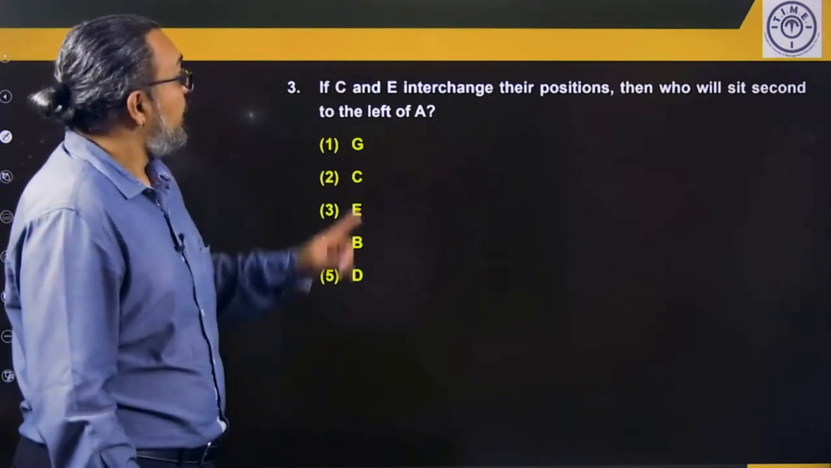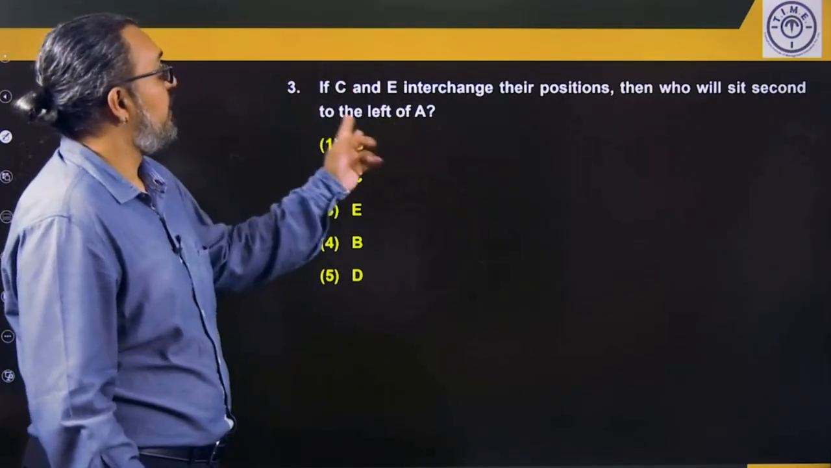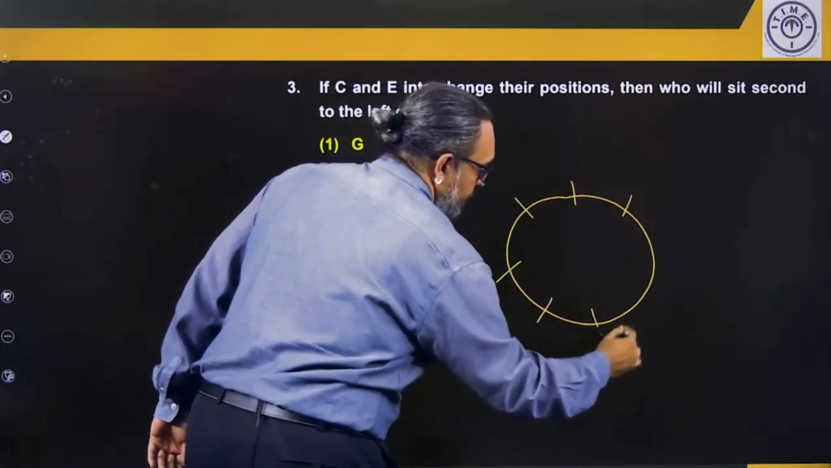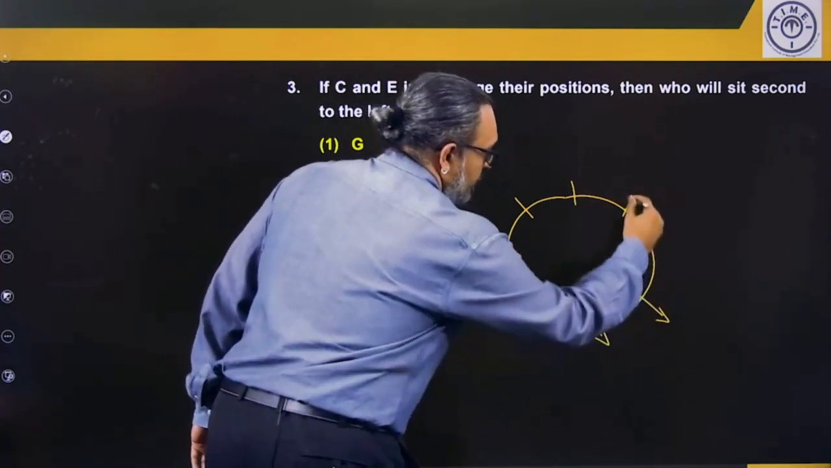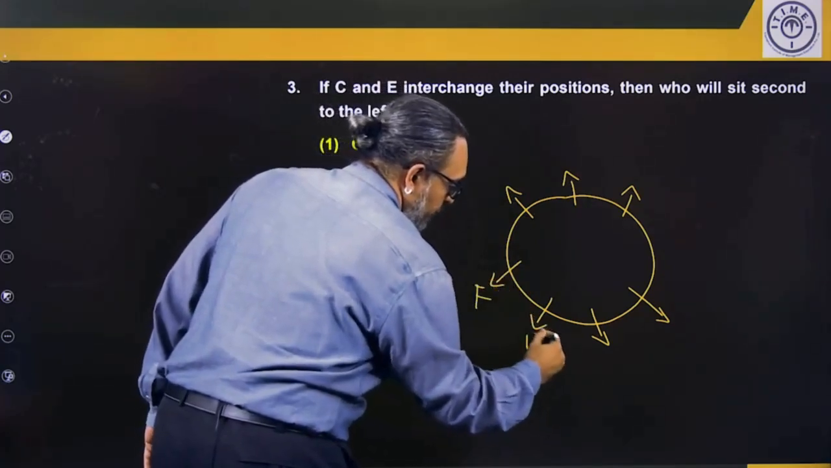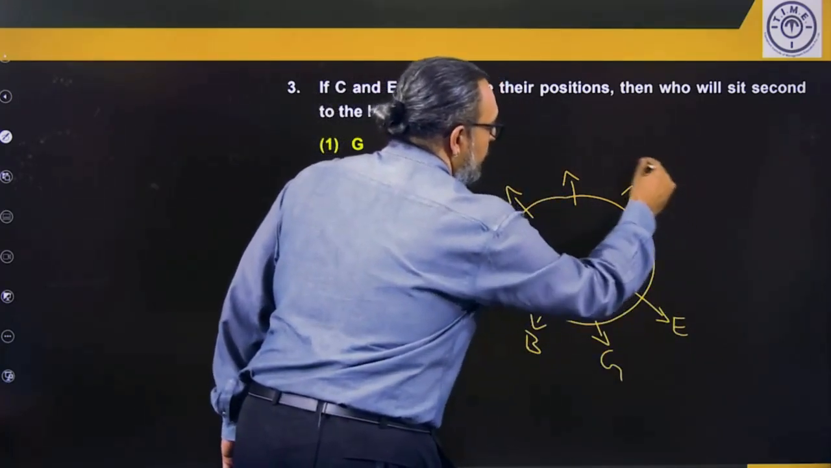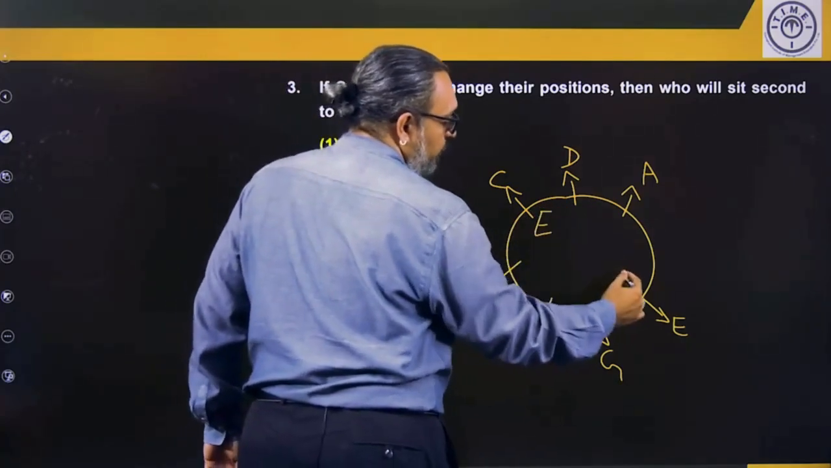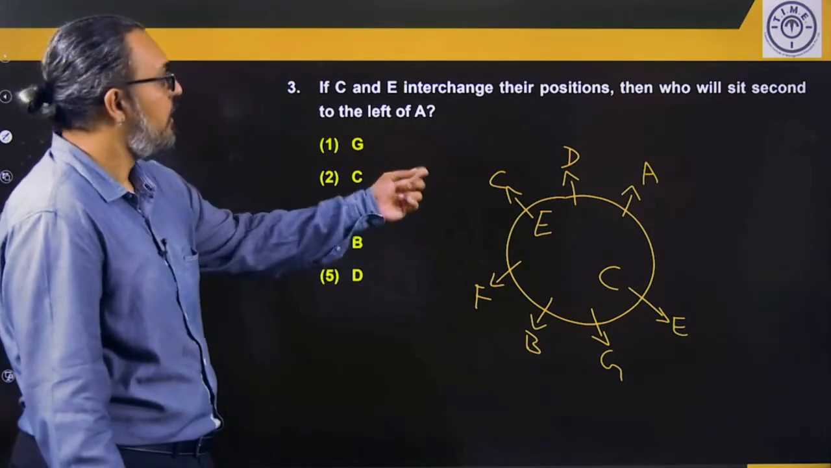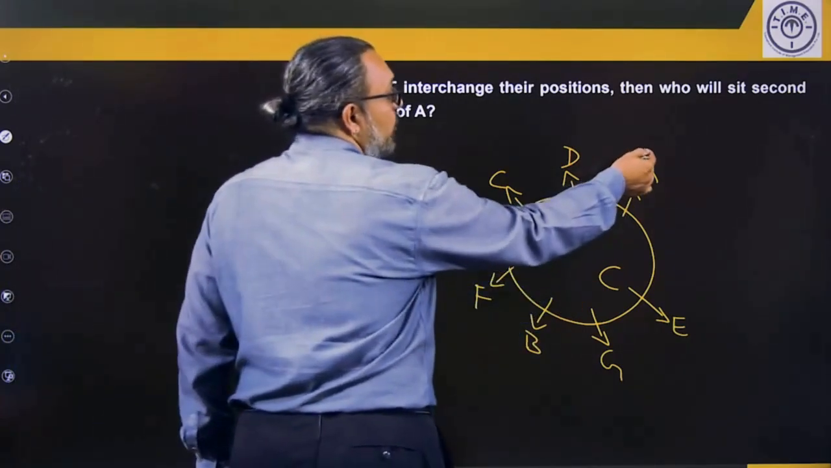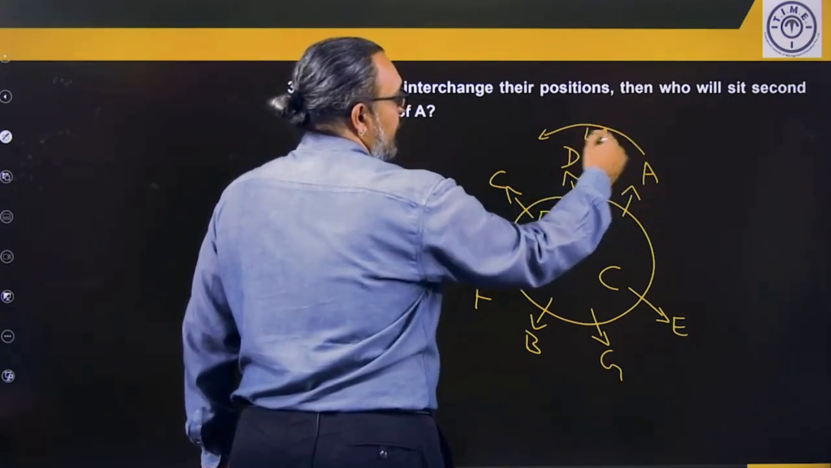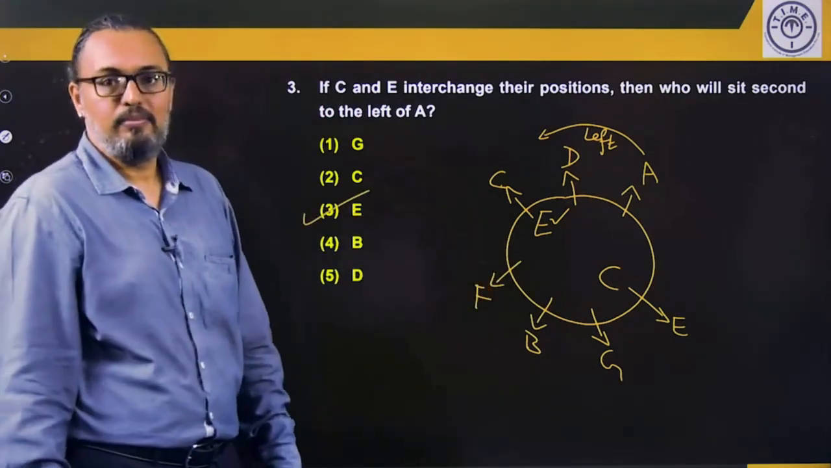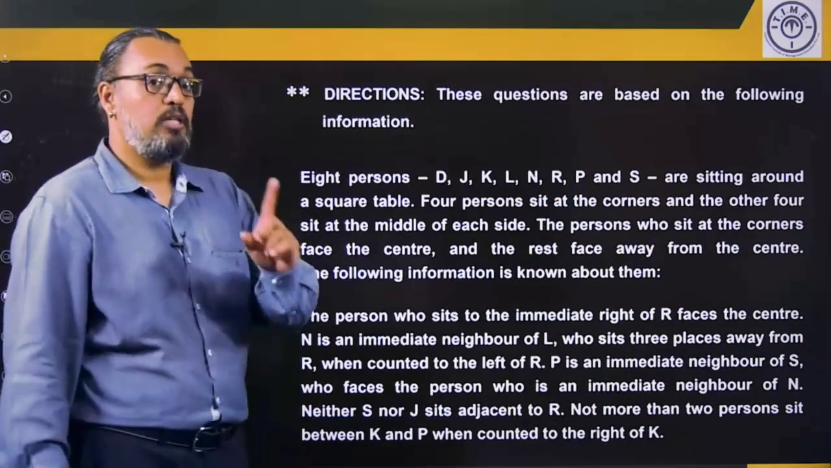Okay. Then, if C and E interchange their positions, then who will sit second to the left of E? Okay. So, if I take that arrangement again here, we have F, B, G, E, A, D and C. Okay. Now, it says if C and E exchange their position. So, in place of C you put E and in place of E you put C. If C and E exchange their positions, then who will sit second to the left of A? So, left we know is anti-clockwise and second to the left of A you have is E. So, third option. Okay. Right. So, those are the questions you have in that set.